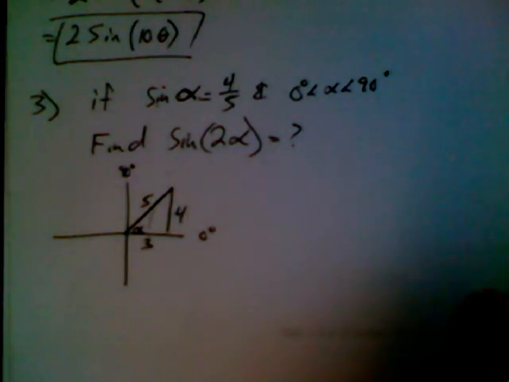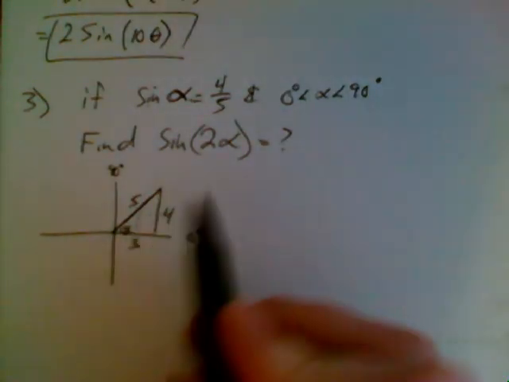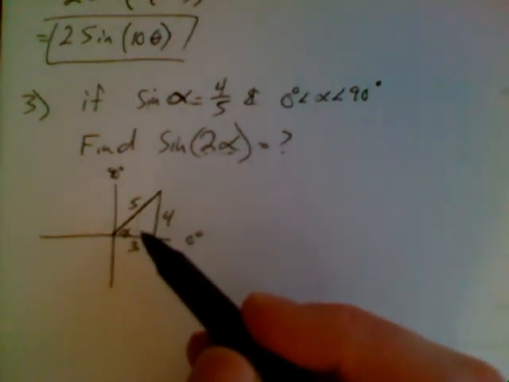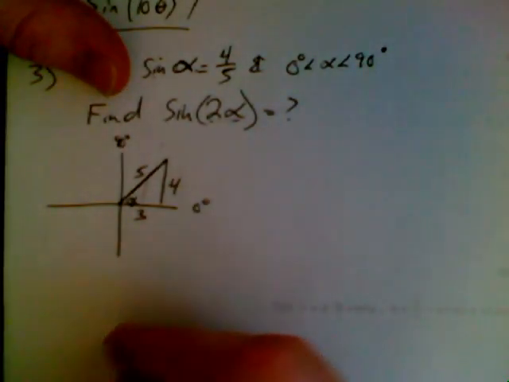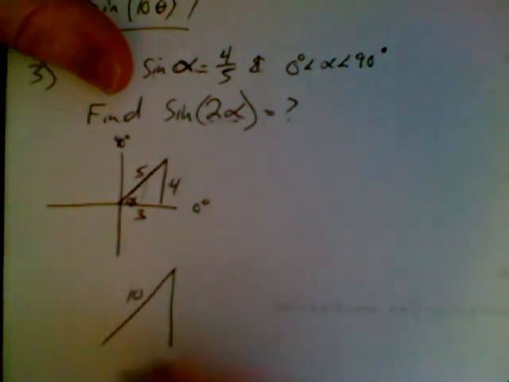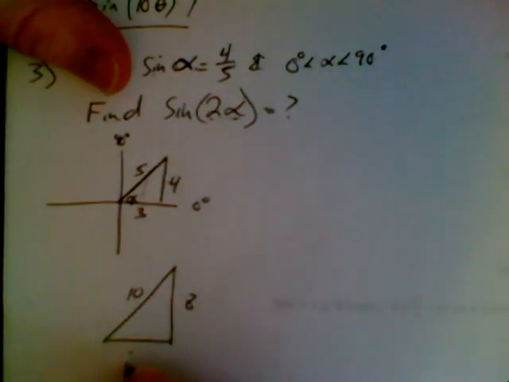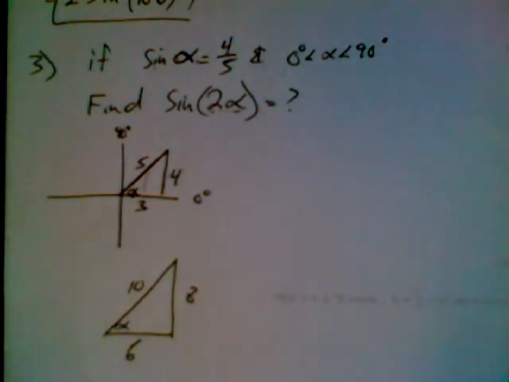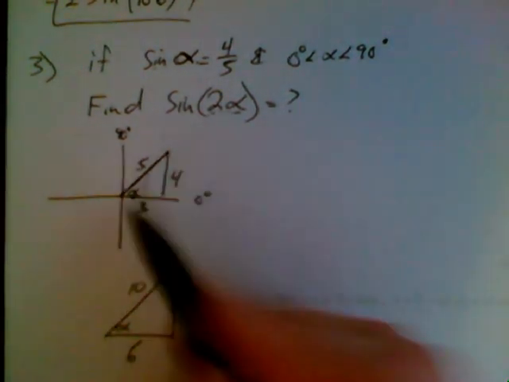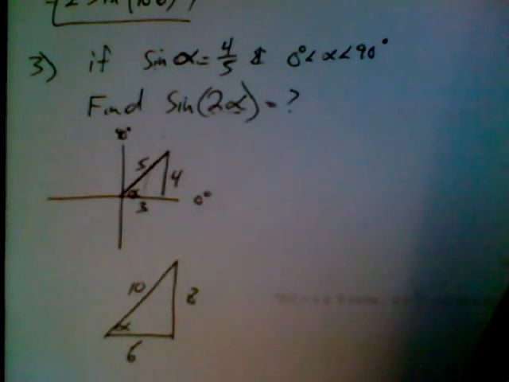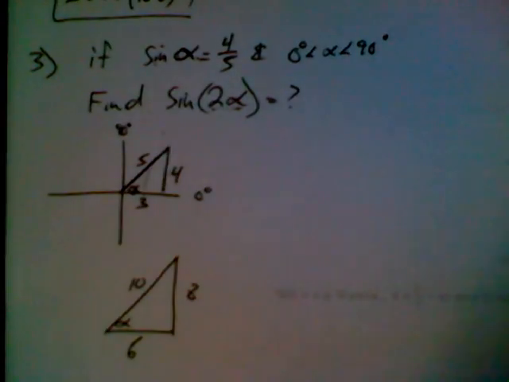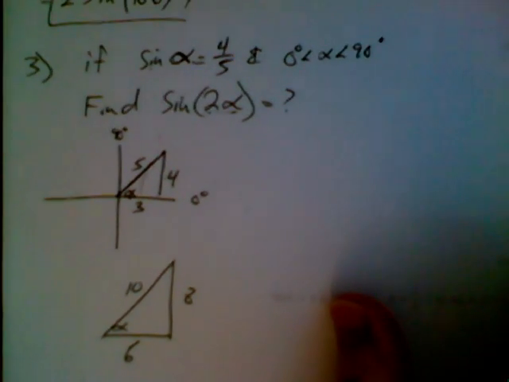The only issue is this is alpha, not 2 alpha. And I can't just double everything in this, because if you recall, by doubling all the sides, we get similar triangles, and this angle doesn't change at all. So remember that. Again, you can't just double the side lengths. It doesn't work that way. Not to mention, if I tried to do that, I'm still going to get the same ratio when I plug it in. So what we're going to do instead is look at my identity sheet.